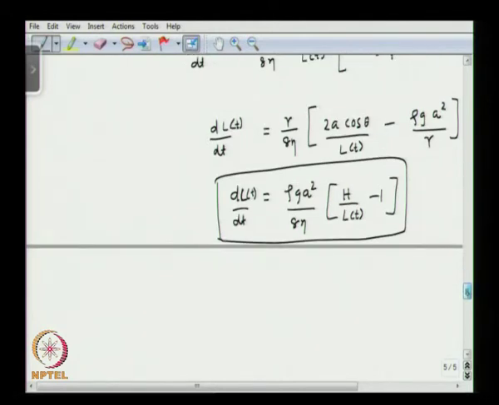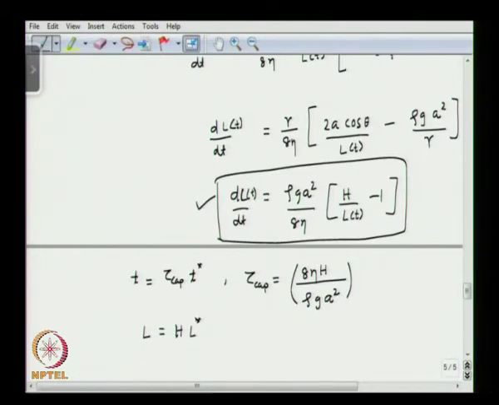Now, to proceed further, let us try to non-dimensionalize this equation. We use some characteristic scales. We can say t is the characteristic capillary time scale into t star, where tau capillary will be equal to 8 eta h over rho g a square, and we can say L will be equal to h into L star. h is the maximum capillary height and L is at time t.